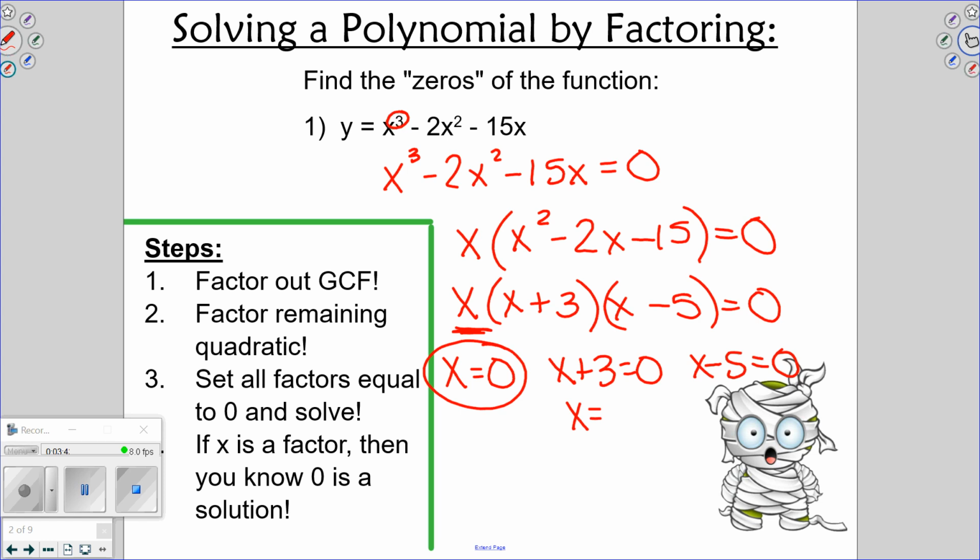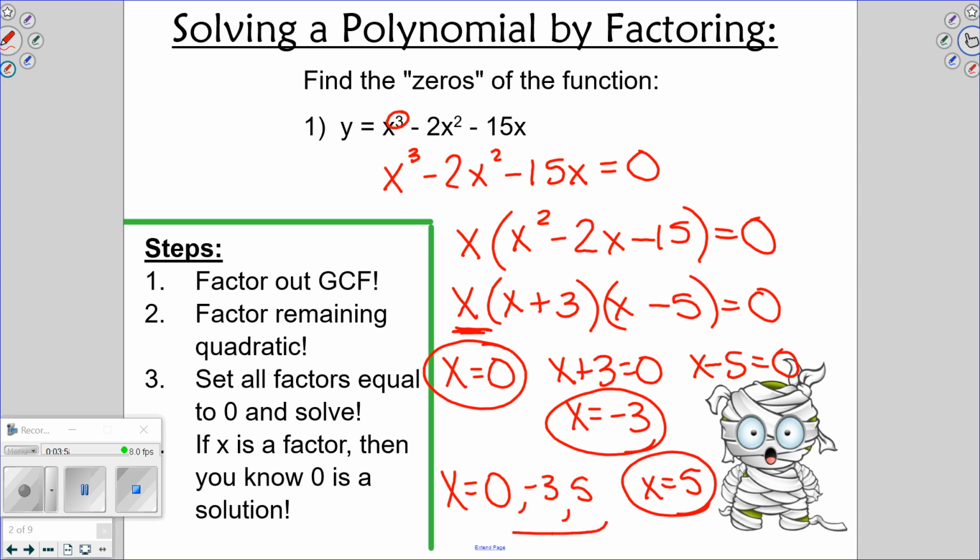So x equals negative 3. And x equals positive 5. Yeah, you can put them all together. If you just want to write, because again, I know a lot of you don't show all this work, and I'm going to stop showing it. But you could just write 0, comma, negative 3, comma, 5. Yeah, you can just write it all together.